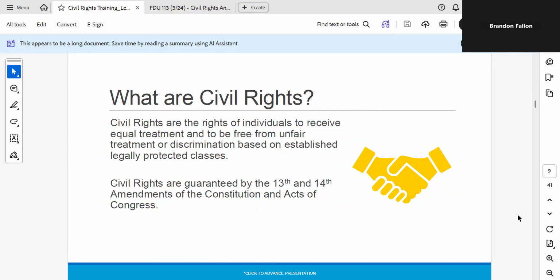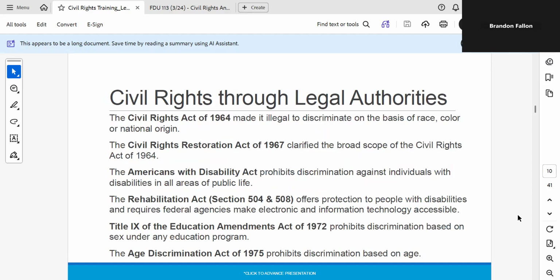What are civil rights? Civil rights are the rights of individuals to receive equal treatment and to be free from unfair treatment or discrimination based on established legally protected classes. Civil rights are guaranteed by the 13th and 14th Amendment of the Constitution and the Acts of Congress. Civil rights through legal authorities.